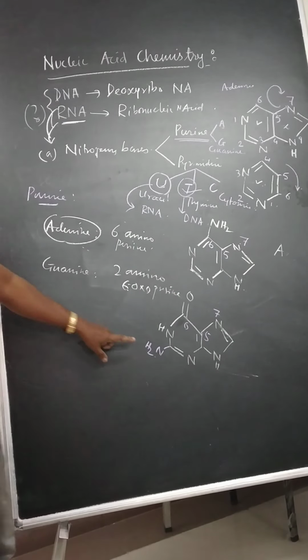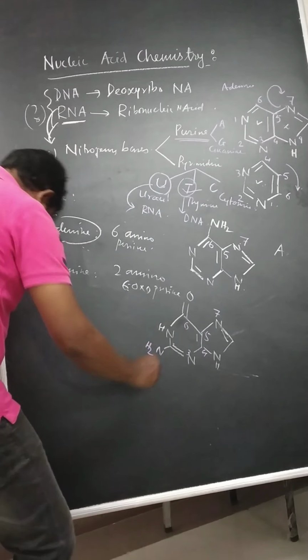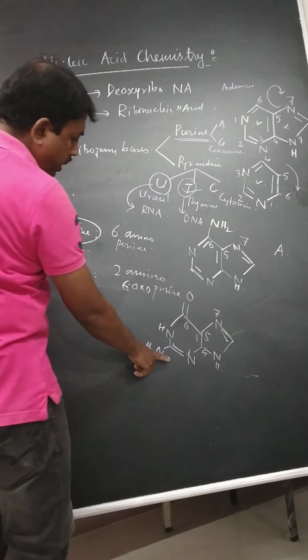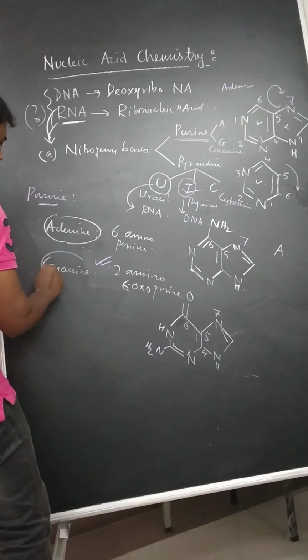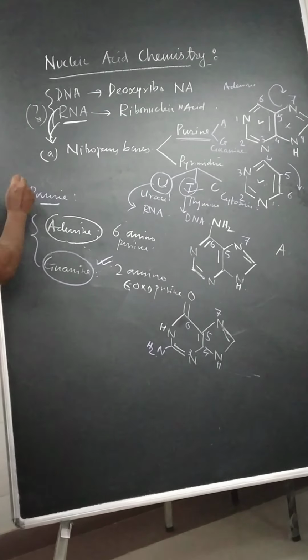So this is 2-amino. This is 4, 3, 2 position. This is a 2-position amino group. So this is 2-amino 6-oxo purine. This is the guanine. So adenine and guanine, these are the 2 bases.